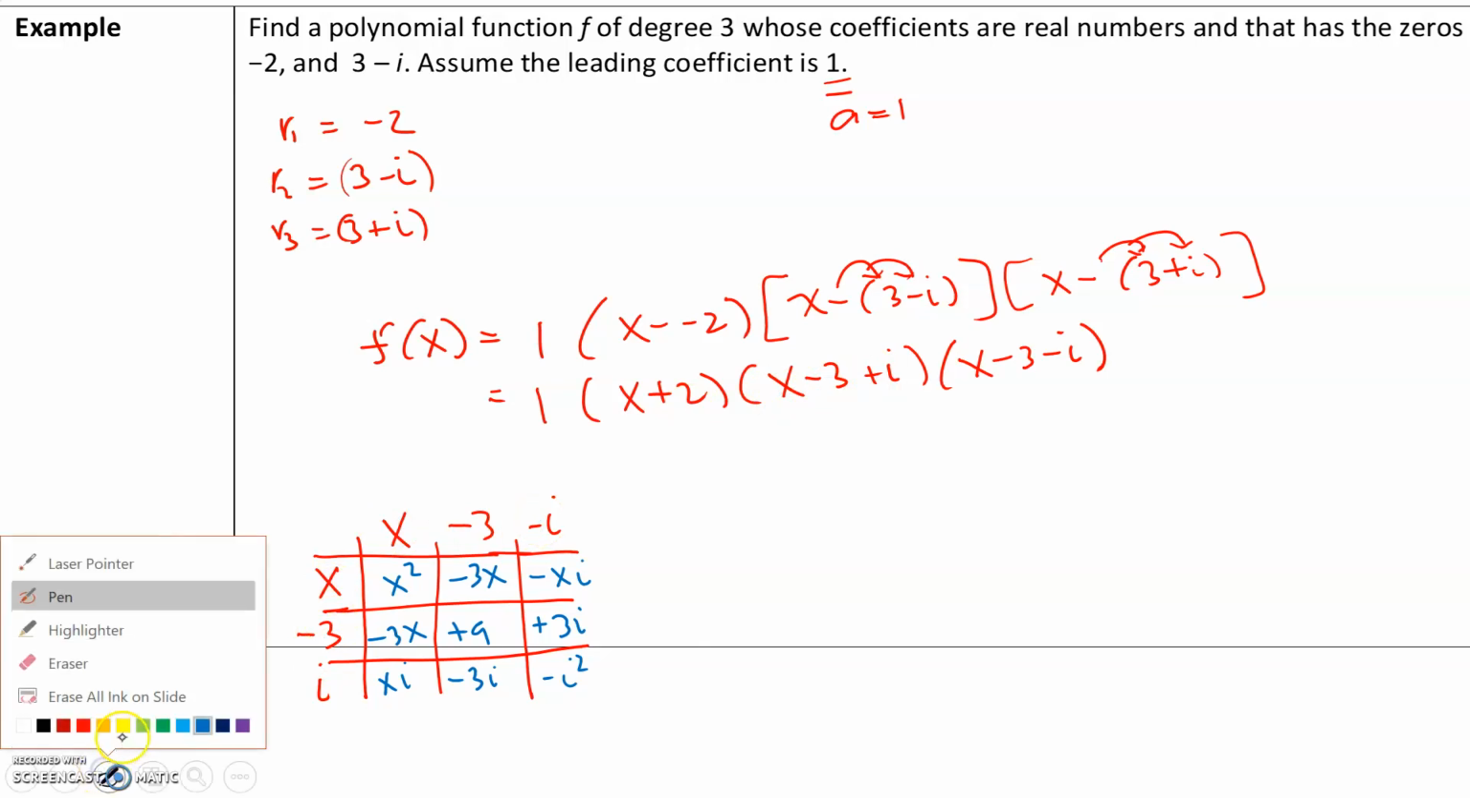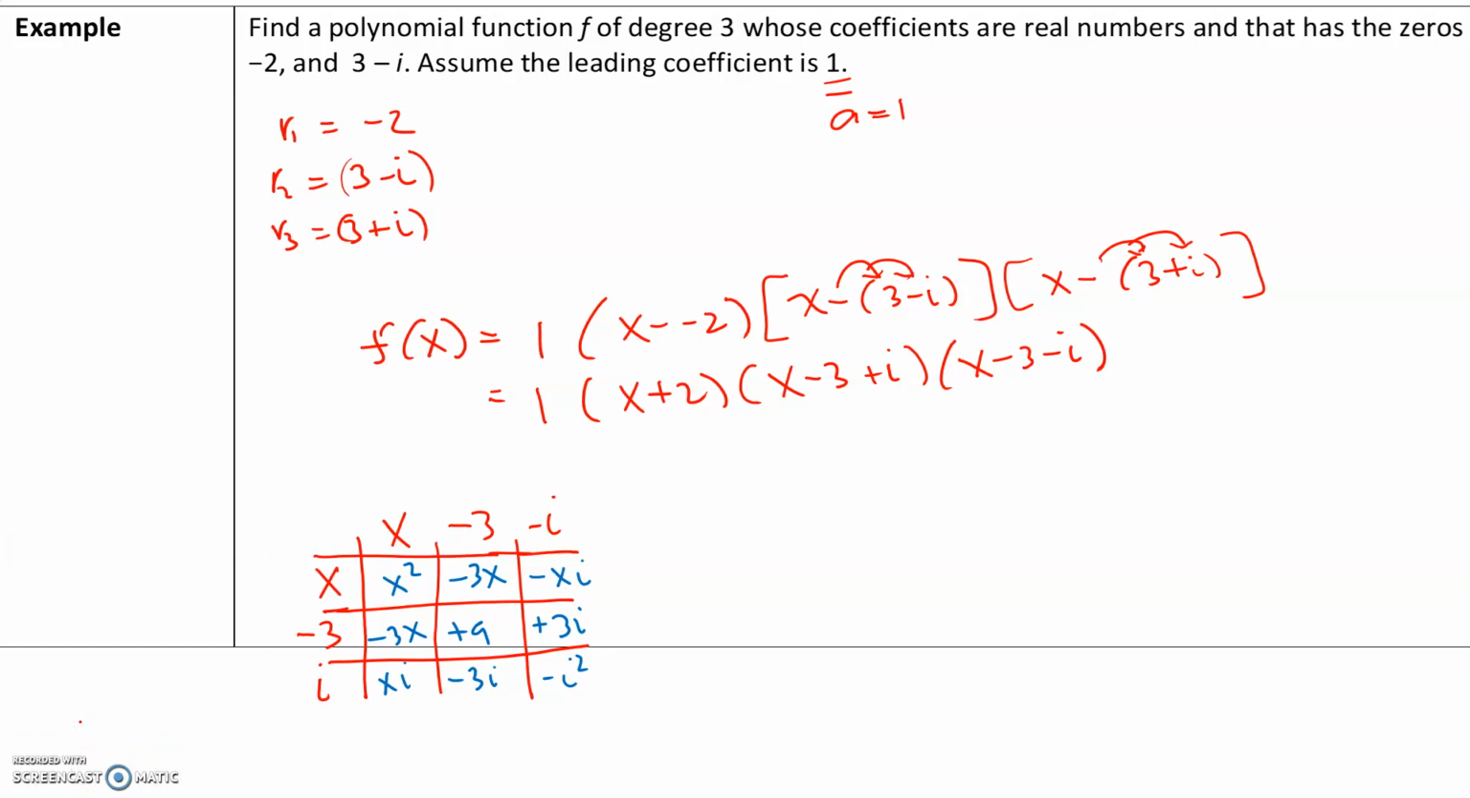Now we're going to simplify this. So when you simplify, first let's take a look at any terms that can be added to cancel out or added to be 0. For example, we have a positive 3i and a negative 3i. Those are going to add to 0. We have a negative xi and a positive xi. Those are going to add to 0. So what do we have left?